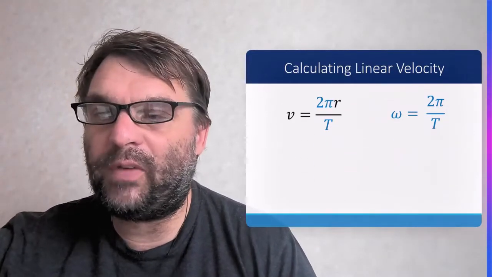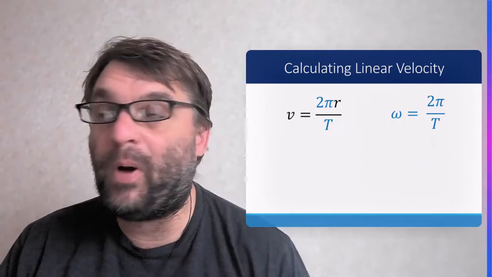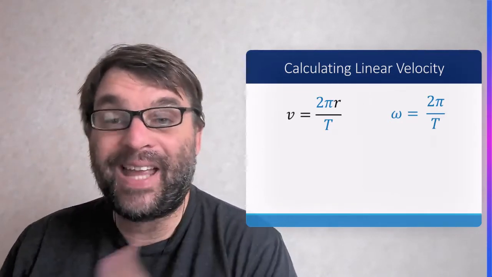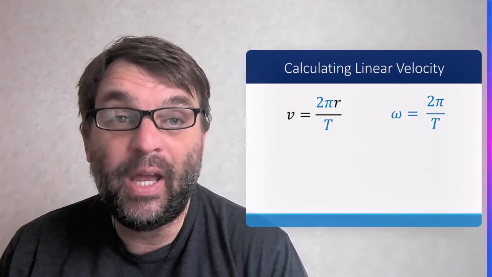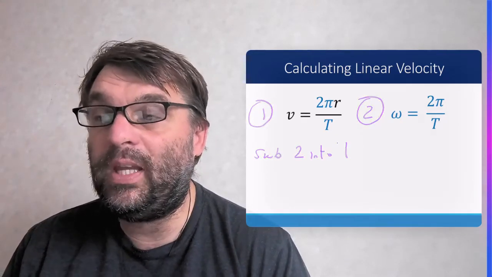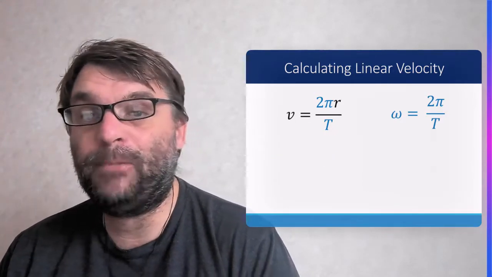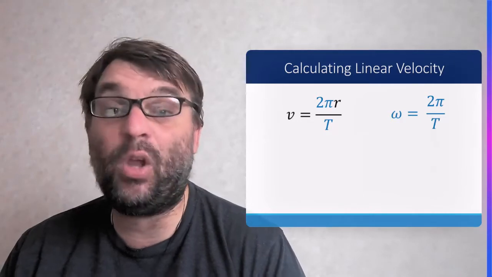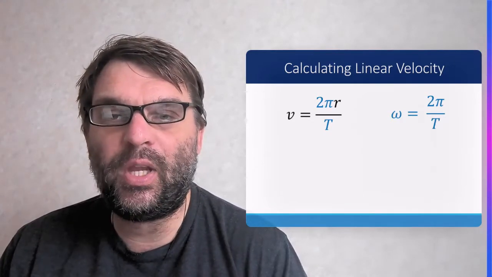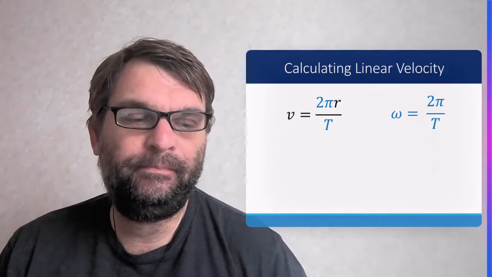So you've got velocity equals 2 pi r over capital T, and omega, the angular velocity, equals 2 pi over T. Therefore, velocity will equal omega times the radius. That's going to be the linear velocity of that object undergoing circular motion, at a tangent to that circle.